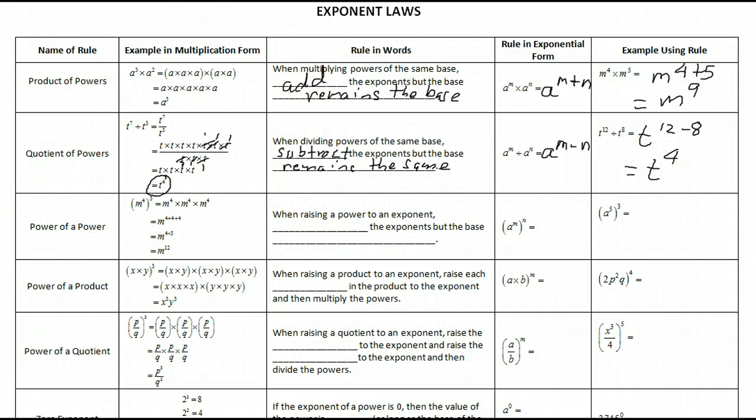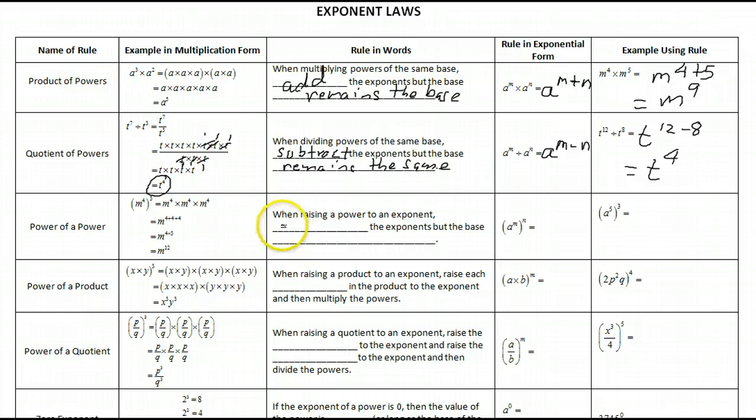Power of a power. When I take a power, like m to the 4th, and raise it to a power, say I cube it, cubing means multiply by itself 3 times. When we multiply powers, we add the exponents. So it's m to the 4 plus 4 plus 4, which is the same as 4 times 3. There's 3 of these. 4 times 3 is 12.